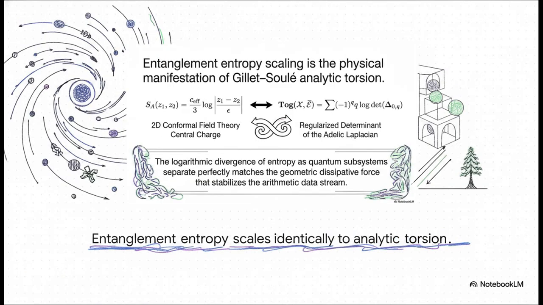Okay, this right here might just be the most stunning revelation of this entire explainer. Look at the structural identity between these concepts. The physical logarithmic divergence of quantum entanglement entropy, governed by 2D conformal field theory, is structurally identical to the regularized determinant of the Adelic Laplacian, which is our Gilles-Salé analytic torsion. The exact same geometric dissipative force that stabilizes our arithmetic Collatz stream is the mathematical architecture that scales entanglement entropy as quantum subsystems separate. Mind-blowing, right?